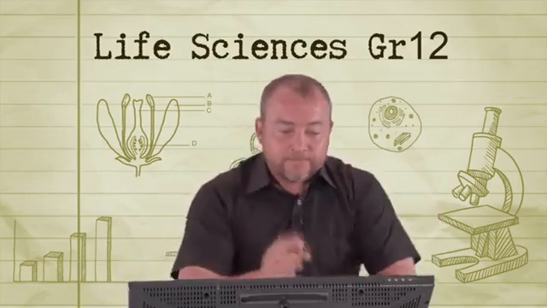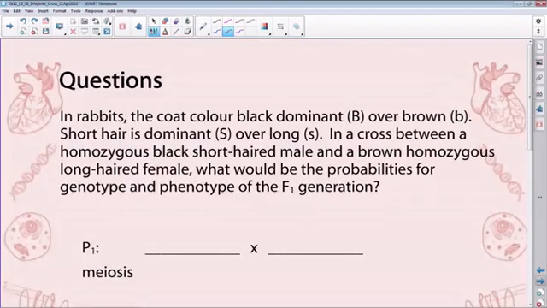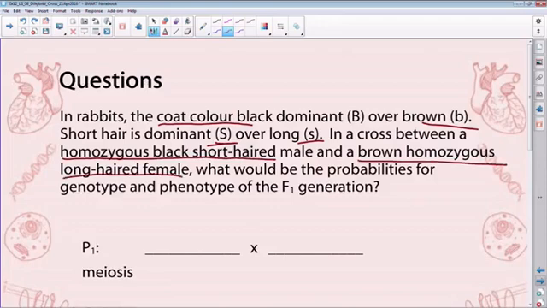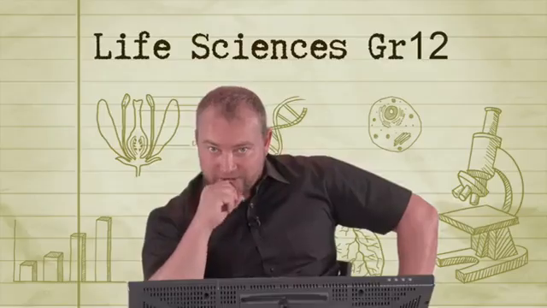Right, so that was the first one. I'm going to give you another one. Let's see if you can do another one for me. Here it is. A rabbit has color code black, which is dominant, over brown, okay? And short hair, which is S, is dominant over long hair. In a cross between a homozygous black short-haired male and a brown homozygous long-haired female, what is the probability of the genotype and phenotype of the F1 generation? Okay, 3 minutes. Are you ready? Off you go.